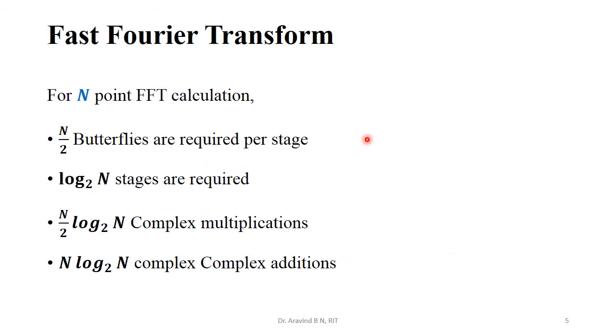Now coming to the computational complexity involved in the fast Fourier transform, in short known as the FFT. For n point FFT calculation, it requires n by 2 butterflies per stage. Then log n to base 2 stages are required, n by 2 log n to base 2 complex multiplications, and n log n to base 2 complex additions are required.